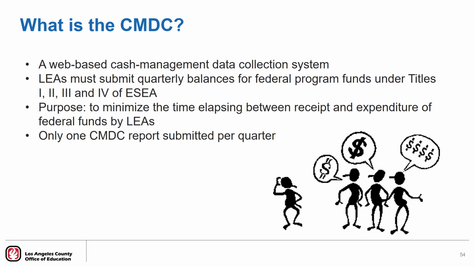Now, only one CMDC report is submitted each quarter. The CMDC report will have a separate line to report the cash balance for each of the programs. And the programs and lines shown for a particular LEA's CMDC will correspond to the programs that the LEA is receiving funding for. This reporting is usually completed by someone in the fiscal office.